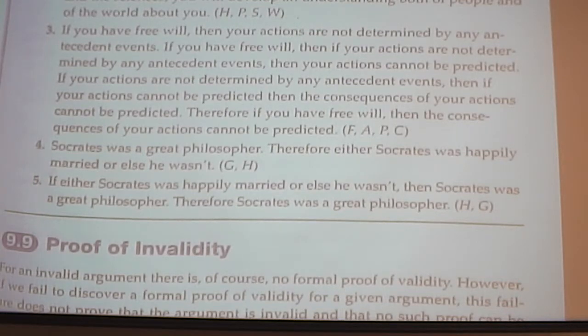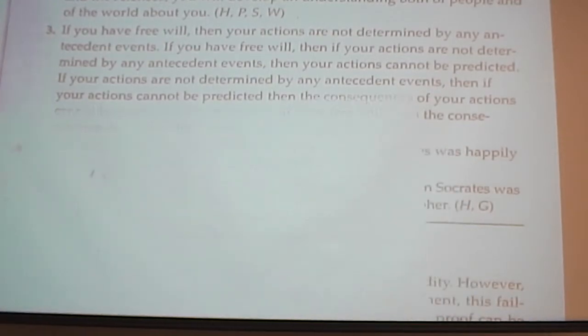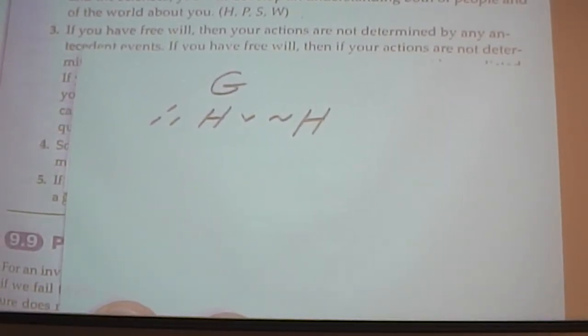At one time, his wife Xanthippe hid his toga so he couldn't go out philosophizing. What do you think he did? Went out anyway? He went out naked. That's what the story says. Okay, do you have that translated? How about that? Do you have that?